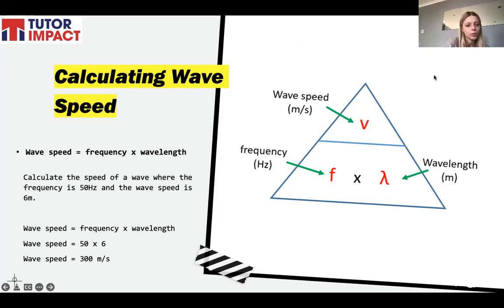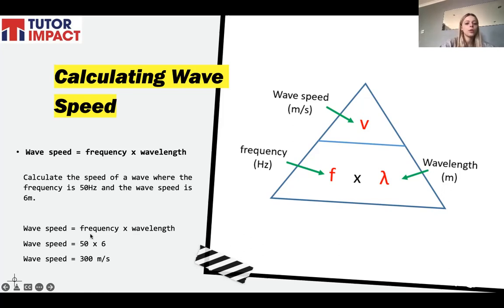So we've got another example here on the left-hand side, and it says calculate the speed of a wave where the frequency is 50 hertz and the wavelength is 6 meters. Now, the first thing you should always check is that things are in the correct units. Hertz is the measurement for frequency, and we also have hertz here, so that's fine. And we also have meters, which is the measurement of wavelength. If, for example, they gave you the wavelength in centimeters or even millimeters, you would have to convert that into the correct unit before you did the calculation. Otherwise, you're going to get the wrong answer.